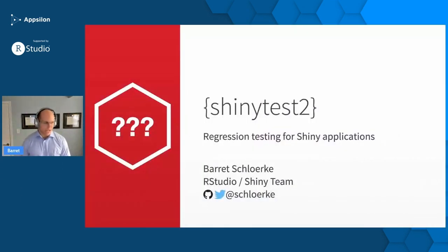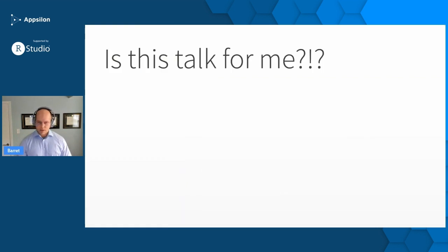Awesome. Thank you for having me. Appreciate being here. It's very exciting that there's a Shiny specific conference, not just R in general. It's awesome to see. As Ian said, my name is Barret Schloerke. I'm on the Shiny team at Posit, and I'm here to talk about shinytest2. It's regression testing for Shiny applications, and we'll get into a little bit more about that throughout the talk.